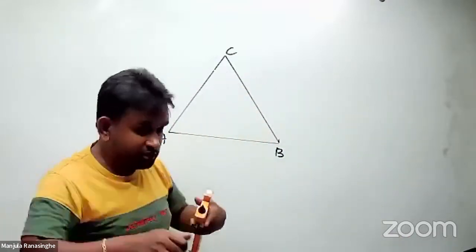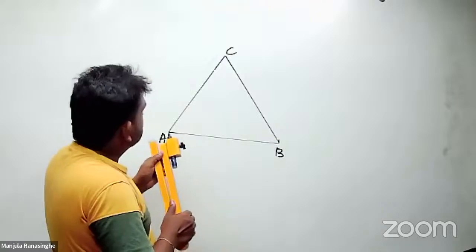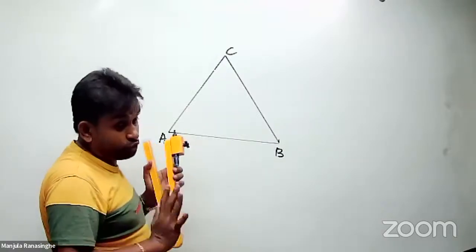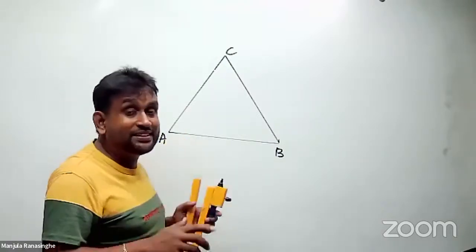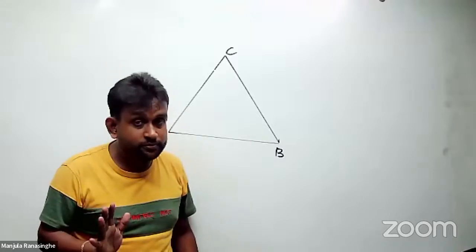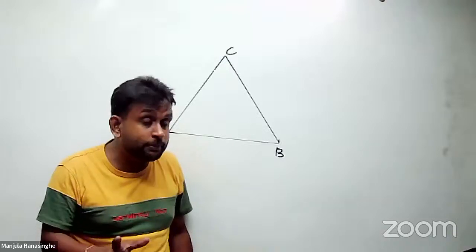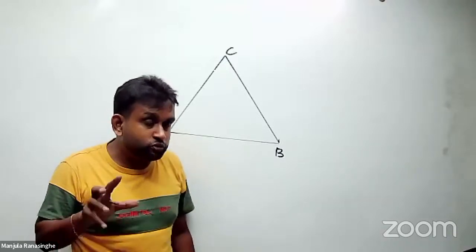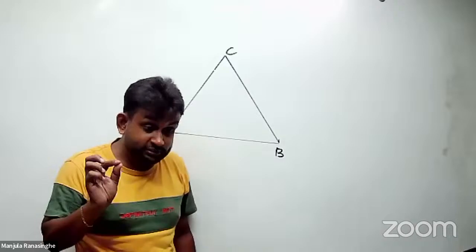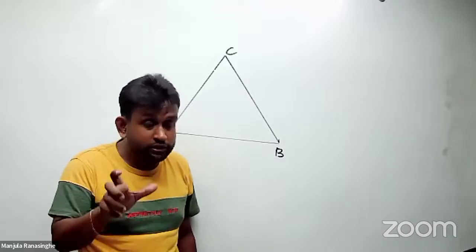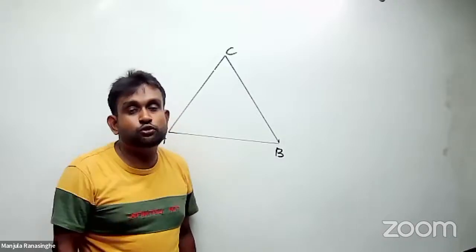The circumcircle is created by bisecting two sides of the triangle. So you have to make two perpendicular bisectors. Because to draw a circle, you should have a center. To find the center, you should perpendicularly bisect two sides.